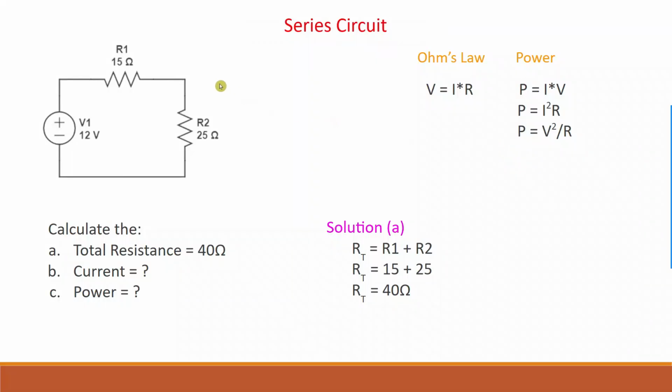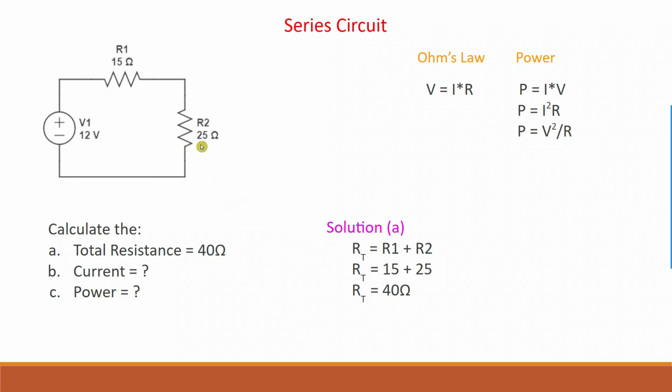So here I am using one series circuit. It has two resistors R1 and R2. In this circuit we will calculate the total resistance, total current and total power. First we will calculate the total resistance. What is the total resistance?